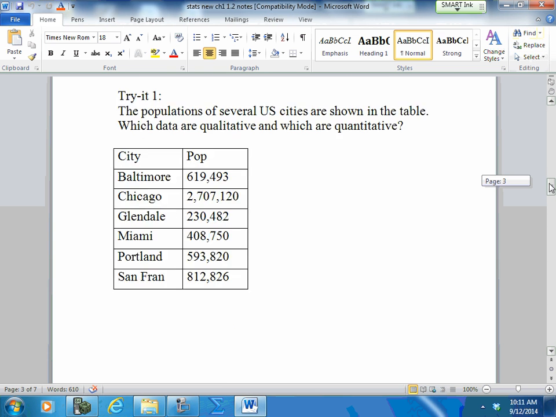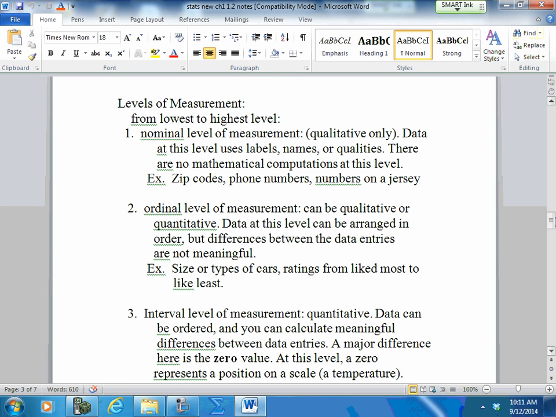Now, under these, we break them down. This is the trickier part. We have 4 levels of data. This is in your notes as well. Nominal, and this is how I remember them as well. Nominal almost looks like the word name in there. It's just a name. It's a number, an attribute, a label. It's strictly qualitative, just like the cities, the name of the car.